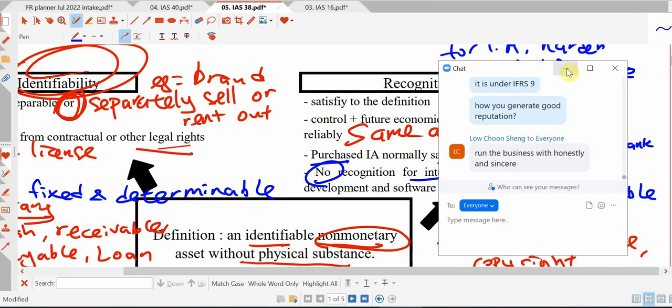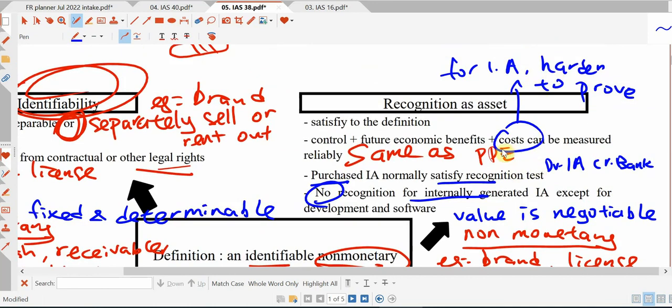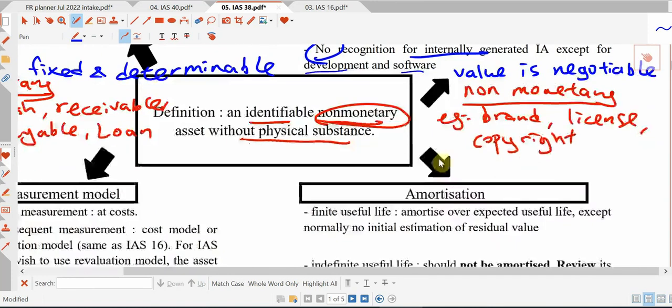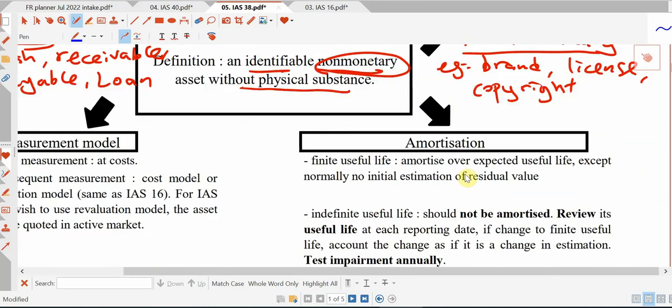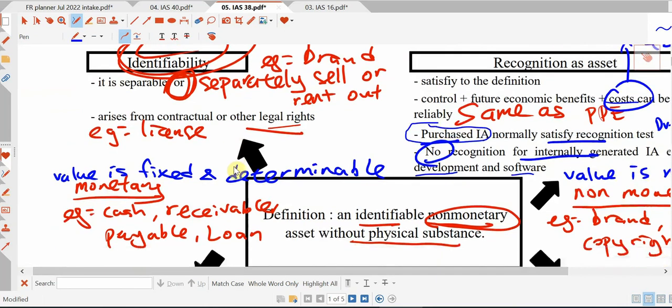But let's come back here then. All right. So no recognition for internally generated intangible asset simply because the cost measurement is very hard to prove lah. That's why they don't allow that. Except for research and development, which we'll go about later, and software development. So remember, internally generating goodwill, reputation, and even the customer list, all these cannot be capitalized. They don't allow that. If you buy, can. You buy the brand name, can, no problem. You buy the customer list, can, no problem. You can capitalize them.